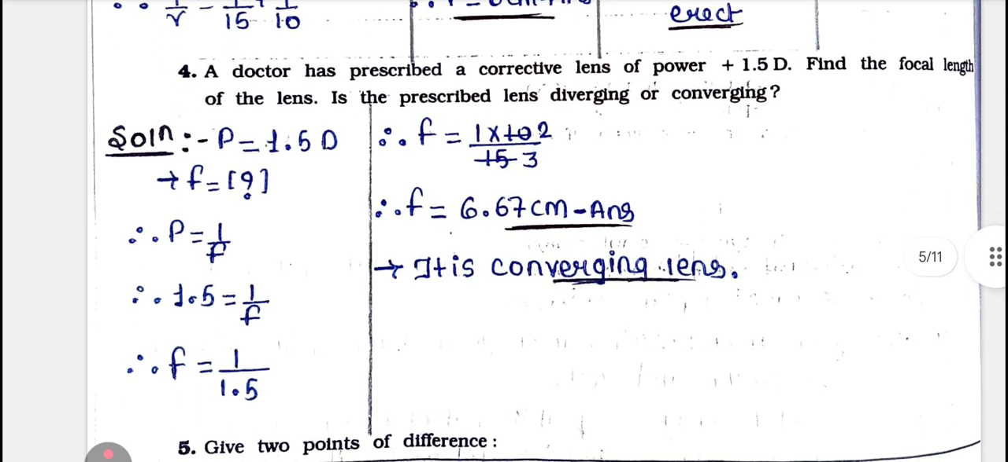Next, a doctor has prescribed a corrective lens of power 1.5 D. Find the focal length of the lens. Is the prescribed lens diverging or converging? So the power was given as 1.5. The focal length will be 1/1.5, that is 2/3, meaning 0.67, right. There was a small mistake here; 0.67 is the value of f. So it will be converging, right. Okay, because it is positive.